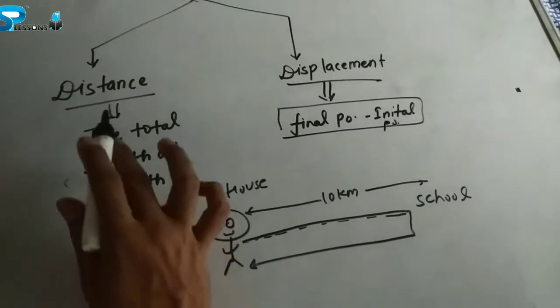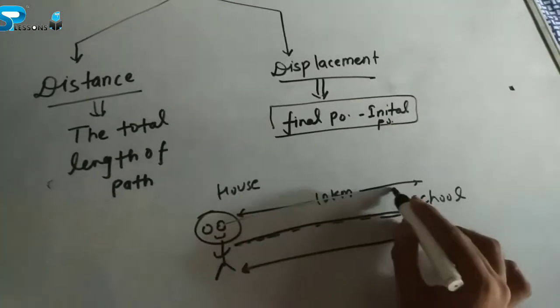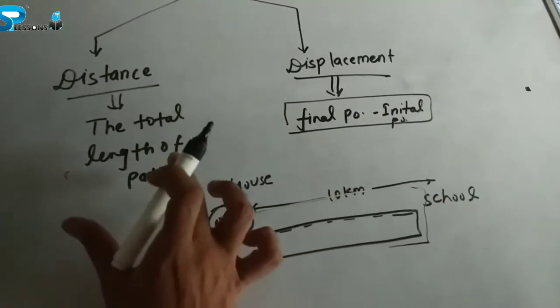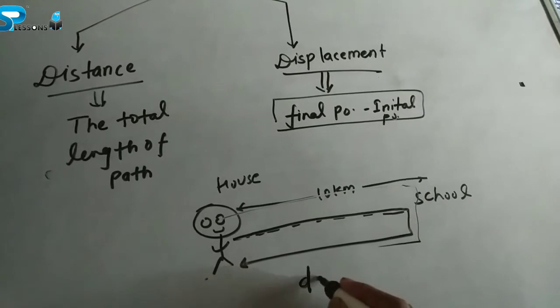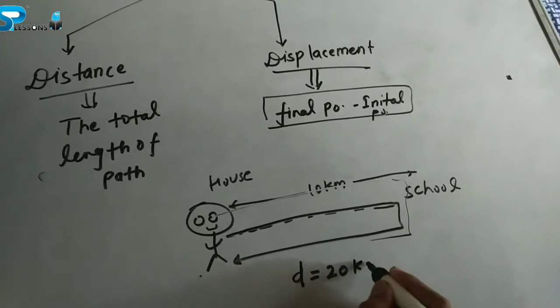Now we find the distance. So 10 kilometer plus 10 kilometer, the total length of the path. So the distance is 20 kilometer.